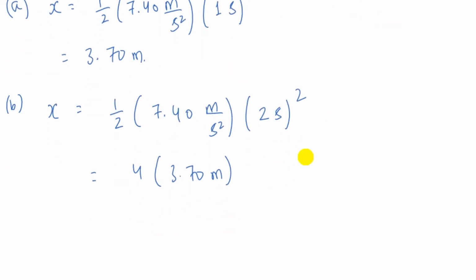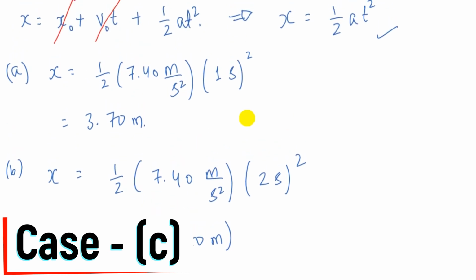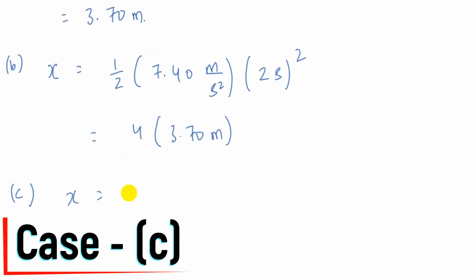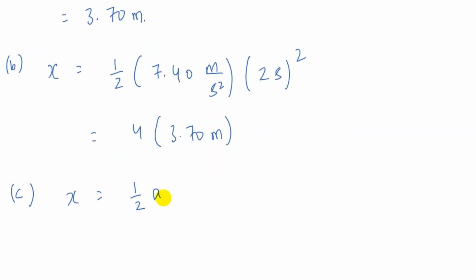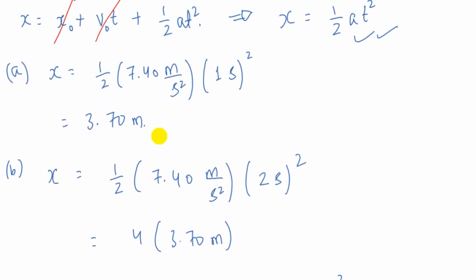Similarly, we can solve the third case when time becomes 3 seconds. So x equals, we can use the same equation, this one. So 1 over 2 a, acceleration is 7.40 meters per second squared, times this would be 3 seconds squared. So this would become 9 times 3.70 meters. Now the distance becomes 9 times the initial distance.